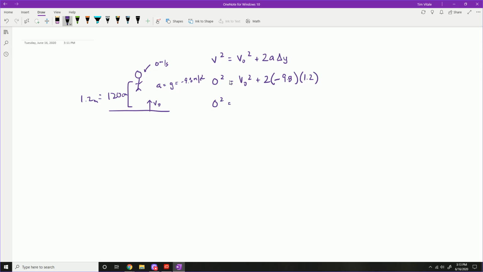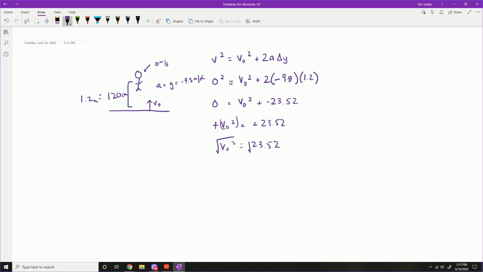Then, as I'm solving for these, 0 squared is just going to be 0. And then v initial squared, we're looking for that. 2 times negative 9.8 times 1.2 is negative 23.52. And when I bring v initial by itself over on this side, that's going to be a negative. And then I have negative 23.52. And so the negatives will cancel, and so I'm left with v initial squared is equal to 23.52.